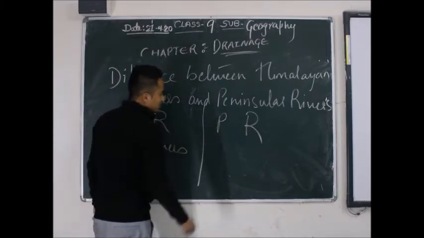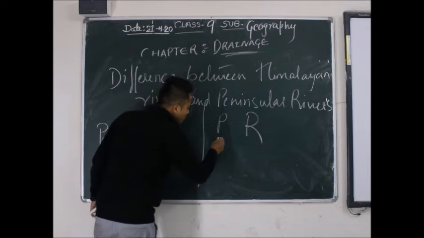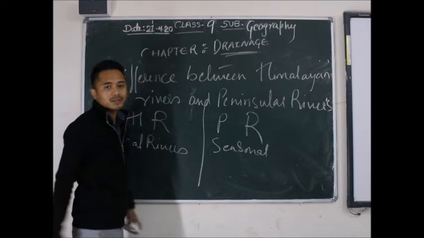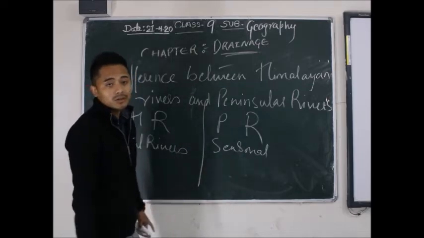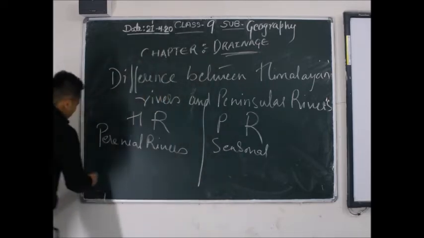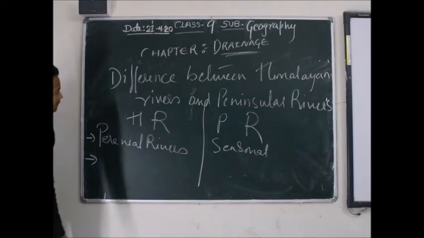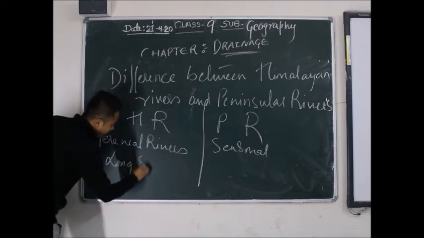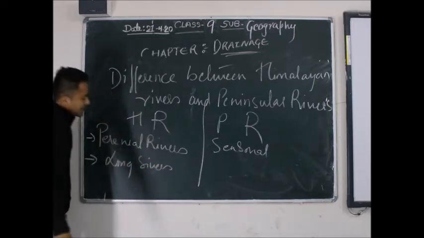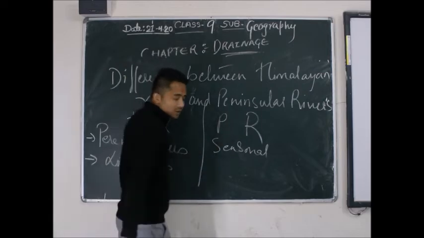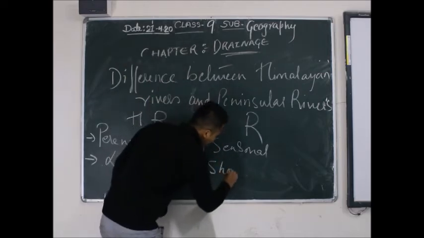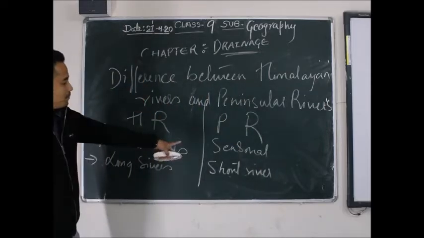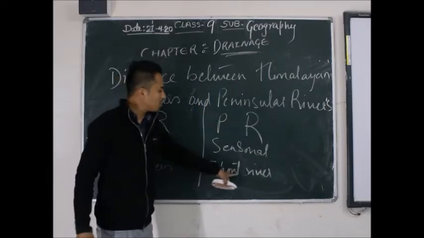Likewise, peninsular rivers are also called seasonal rivers. They flow only in the season, like the rainy or monsoon season. Number two difference is that Himalayan rivers are very long rivers, like Ganga, Yamuna, etc. Peninsular rivers are short rivers. Why are they short? Because peninsular rivers usually occur in the peninsula.